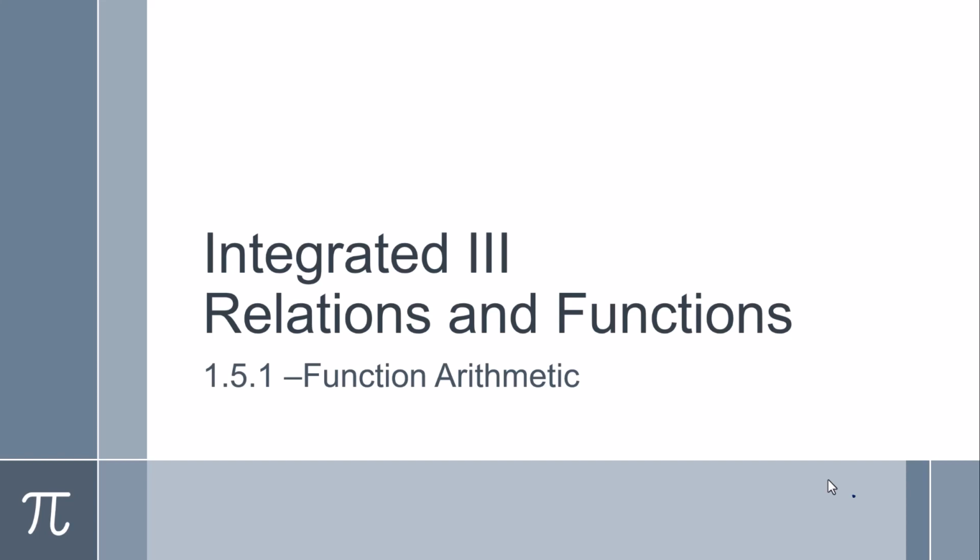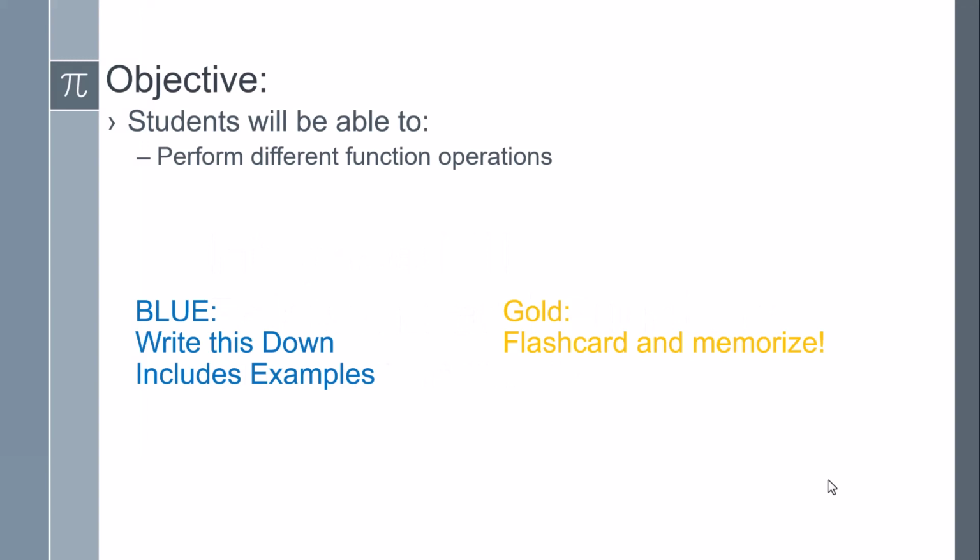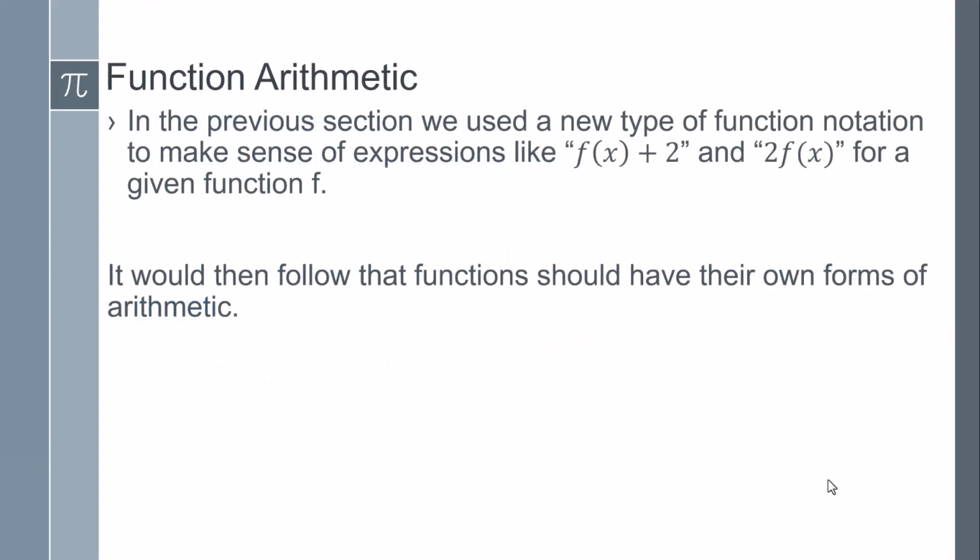This is section 151. We're going to take a look at function arithmetic, so we're going to perform different function operations. In the previous section, we used a new type of function notation to make sense of expressions like f of x plus 2 or 2 times f of x, 2 times whatever our function is for a given function f. It would then follow that functions should have their own forms of arithmetic.